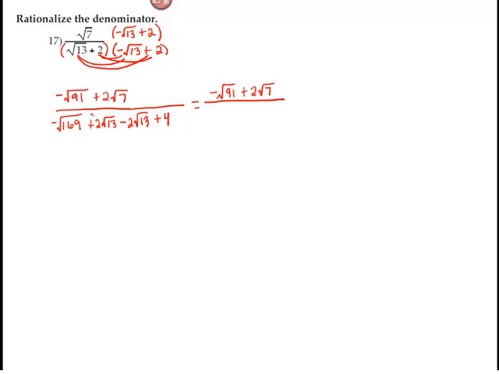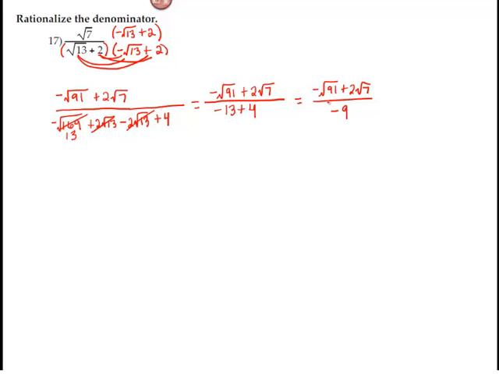On the bottom, something neat happens. These two things cancel out. The square root of 169 is actually 13, which should make sense because we had the square root of 13 times the square root of 13, which is 13. So on bottom here, we have negative 13 plus 4, which we can actually work out. Negative 13 plus 4 is negative 9.